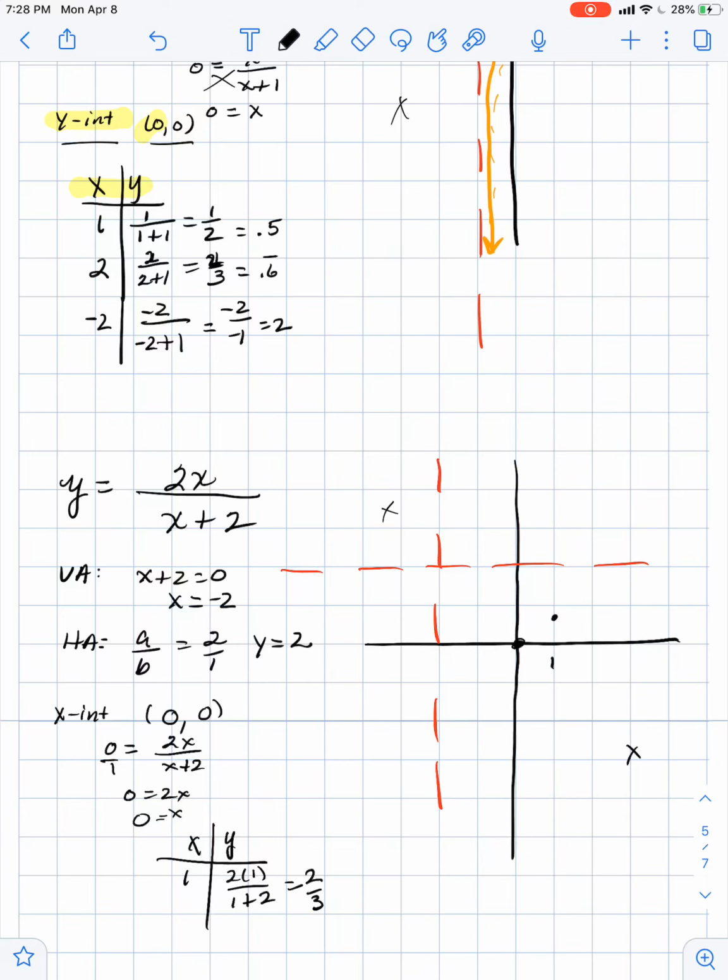And I could put in a -1. So 2 times -1 over -1 plus 2, that would be -2 over 1, which would be -2, so I'm at -1 and -2 right here. That's giving me my graph. It almost looks like it's in a line the way I drew it, but it really shouldn't be. It's coming down through here.